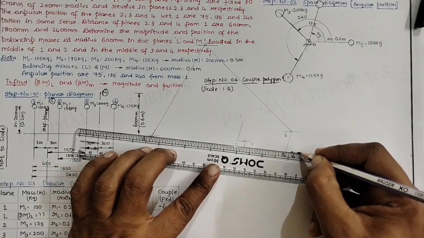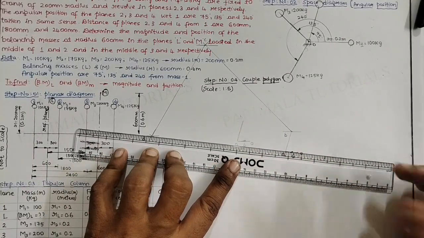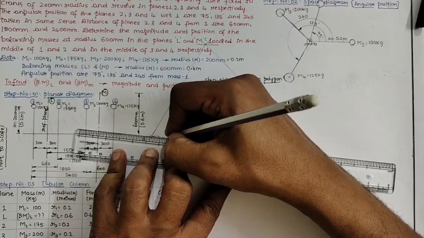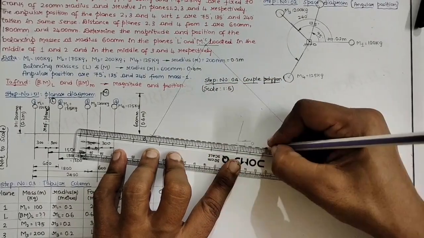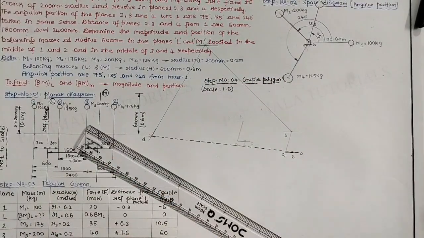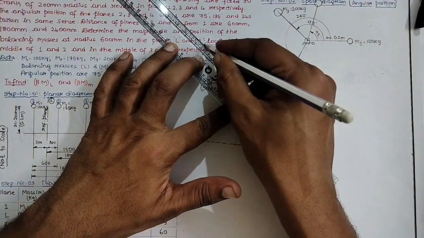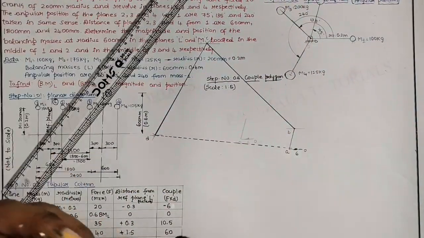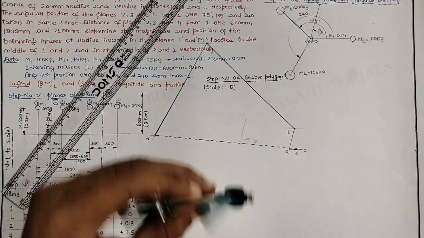This is the unknown term. We wanted to close the polygon here. Keep the scale. Draw a dotted line. This is the unknown term. I'll make use of a compass to show the angular position.